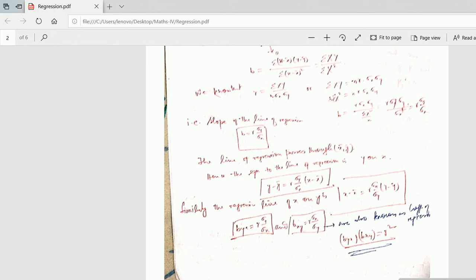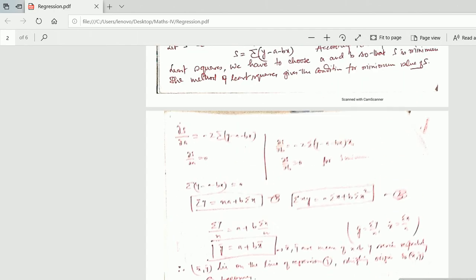This is x on y and this is y on x. So bxy is equal to r sigma x upon sigma y. See from here, just because del s by del a is equal to this much and del s by del b must be 0, so from here we get, for s to be minimum, sigma y minus a minus b equals to 0. Sigma y equals to this one, and again you will find from del s by del b this equation, that is sigma xy equals to a sigma x plus b sigma x square.